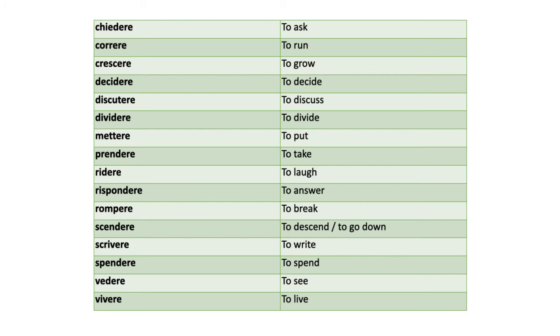Decidere, to decide, quite simple. Discutere, also simple, to discuss. Dividere, to divide, in all the senses of the word, the mathematical operation, and also to divide things or people. Mettere means to put. This can be a false friend for Spanish speakers because meter means something very different, right, in Spanish, but mettere just means to put.